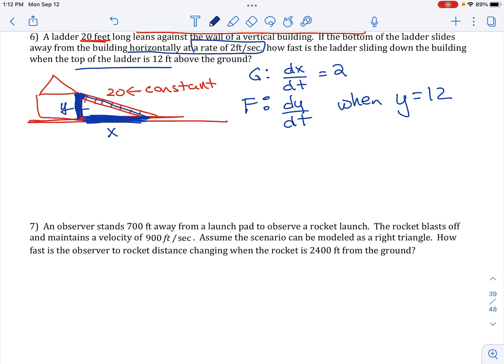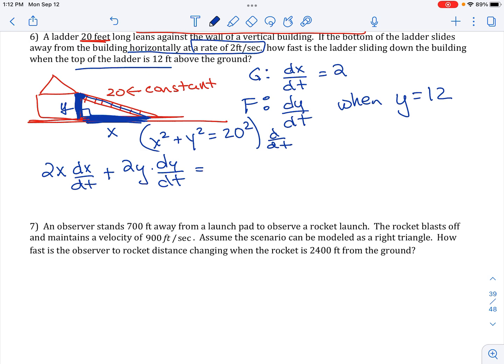So notice you have a right triangle right here that relates x and y and the length of the ladder. So I'm going to start with the Pythagorean theorem. x squared plus y squared equals 20 squared. I need to take the derivative with respect to time because I'm given information about dx/dt and dy/dt. So the derivative is 2x dx/dt plus 2y dy/dt. The derivative of 20 squared, which is just 400, is just a number, so it is 0.